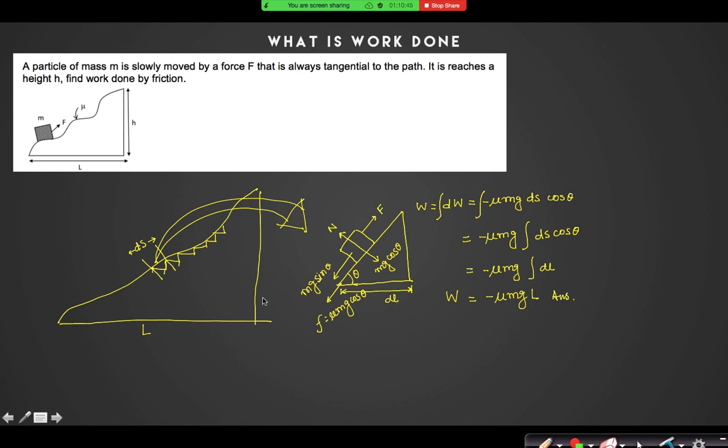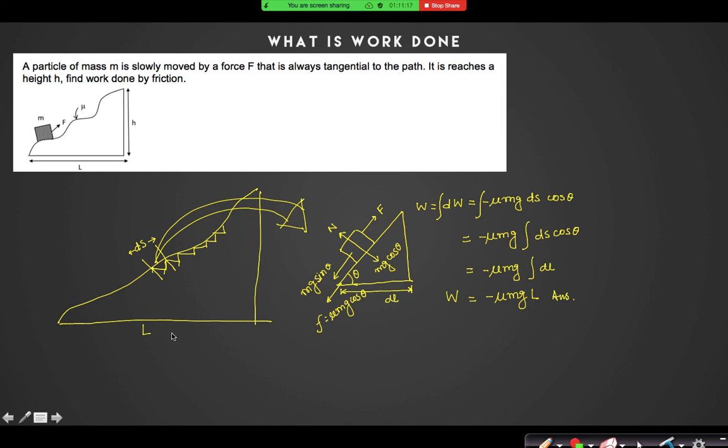Means some acceleration will be there. If there is some acceleration, or let us take no acceleration, I am moving it with a constant speed v only. Can I use the same concept of work done by friction? Then also will it be minus mu mgL, or will it be different? Sir, it should be the same.